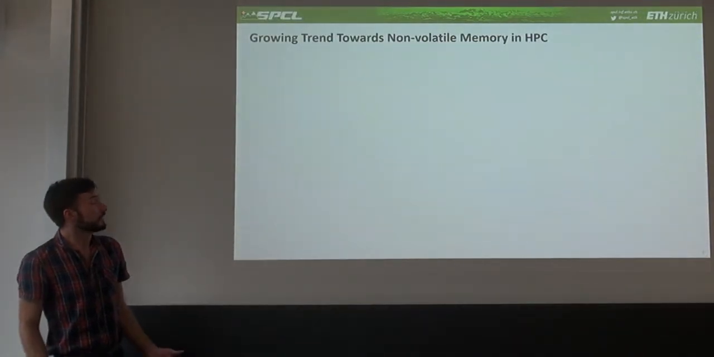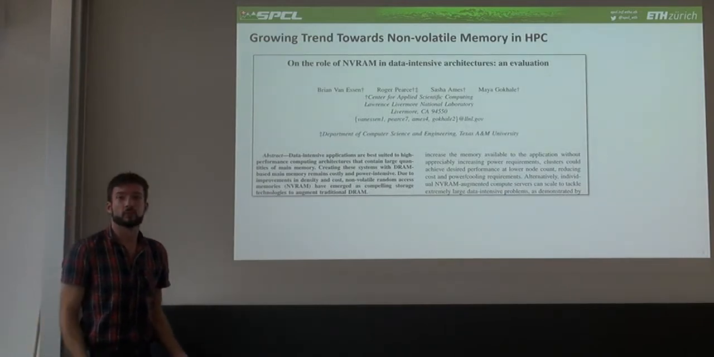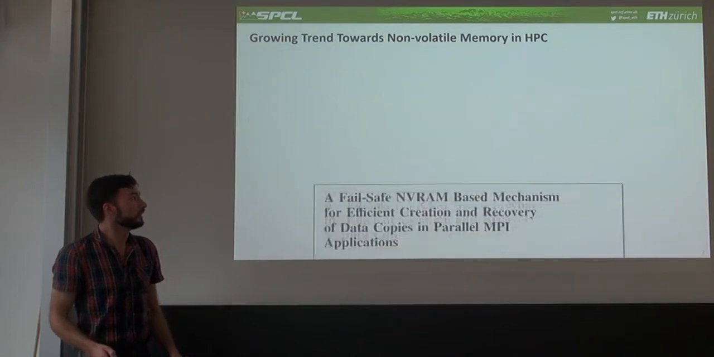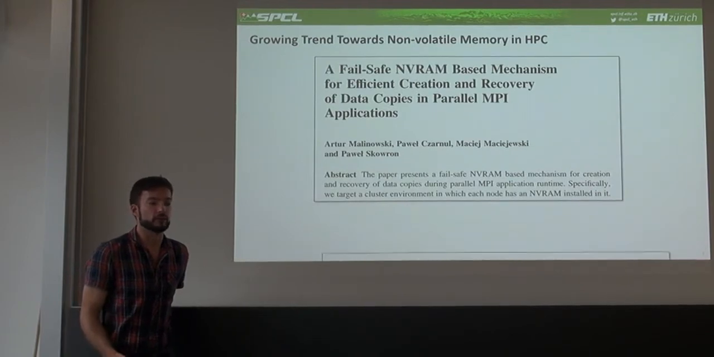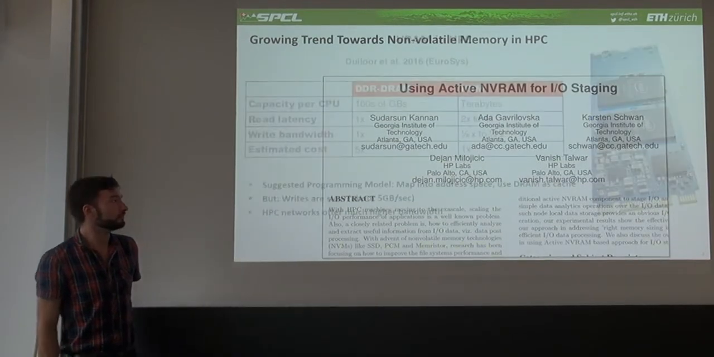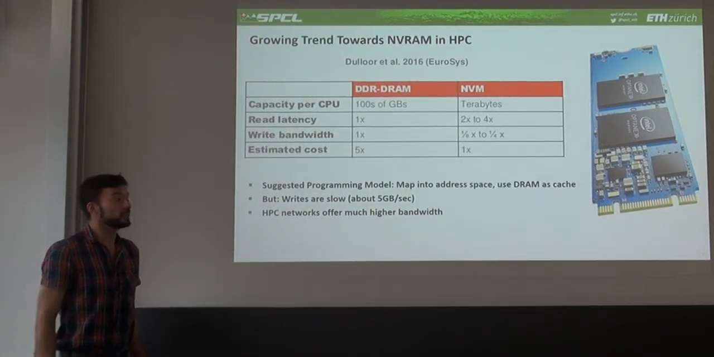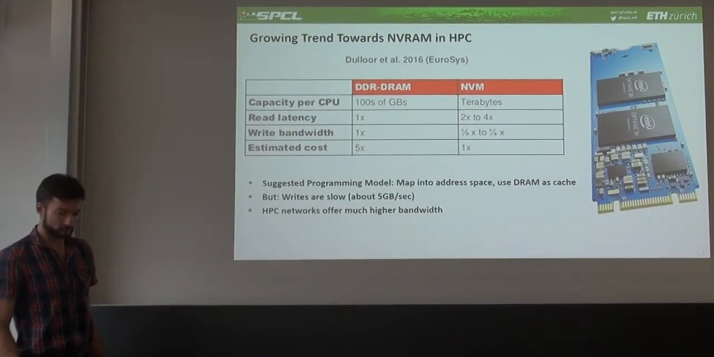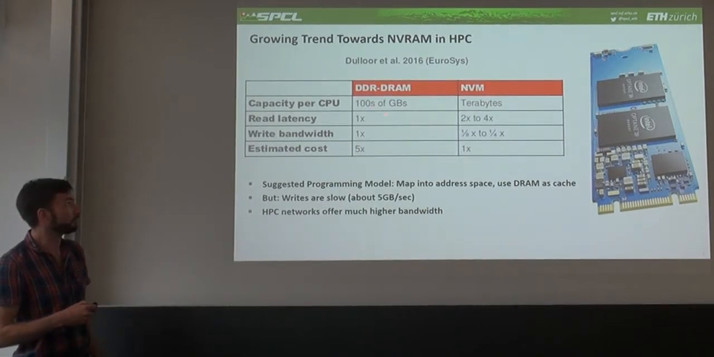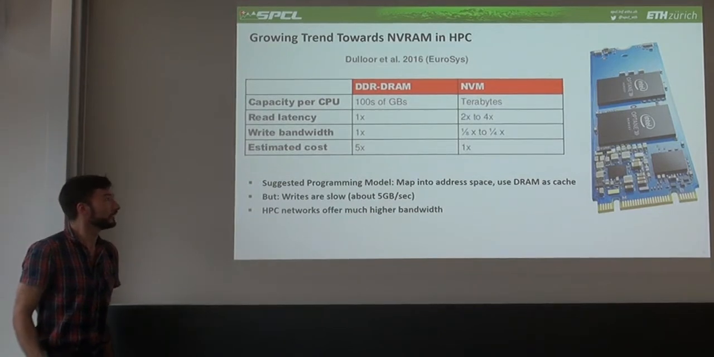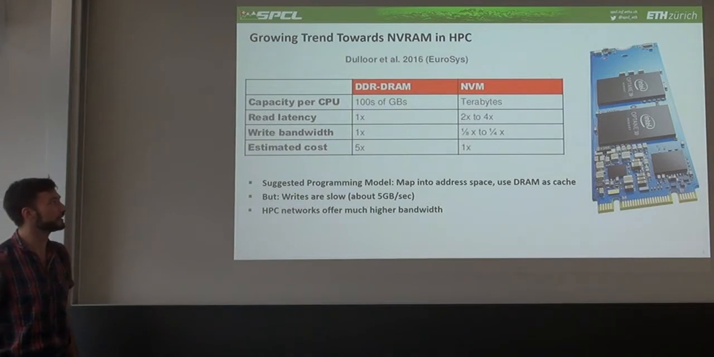So in HPC we see a growing trend towards the usage of NVRAM or non-volatile memory. Non-volatile memory has been evaluated in many different contexts and found useful. So we expect to see NVM in next generation machines. The reason for this is that NVM is much cheaper than normal DRAM, both in purchase costs but also in power costs. So while we can have maybe hundreds of gigabytes of DRAM in a machine, with NVM, we can actually have multiple terabytes of memory.